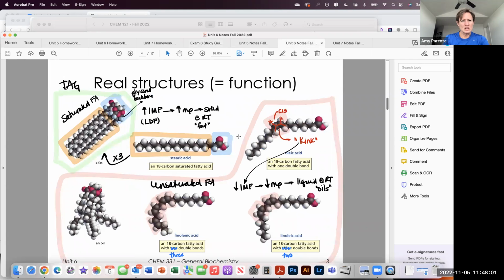When we talk about the differences between fats and oils, that has to do with things that we learned in our first learning unit, intermolecular forces. The greater the intermolecular forces, because of the shape, the greater the melting point, that's going to be solid at room temperature. So we call those fats versus oils. So things that are oils have lower melting points, and that's because they have lower intermolecular forces.